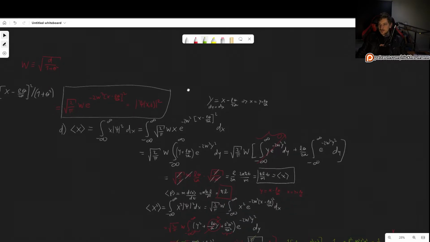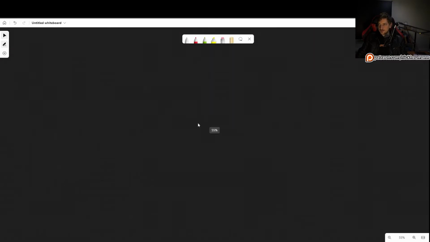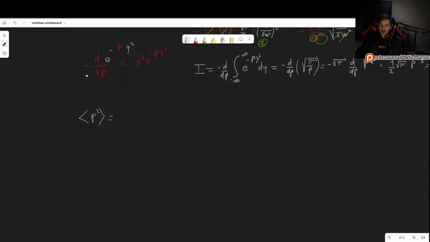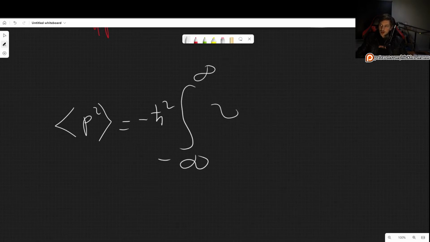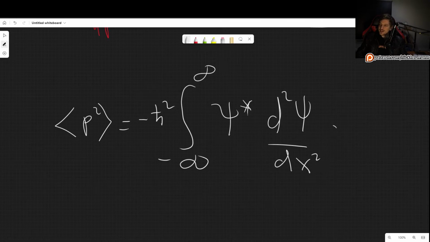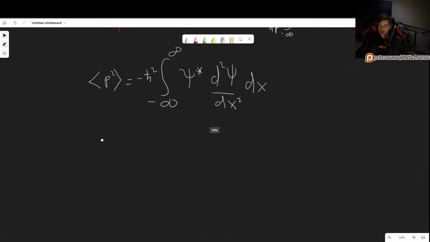So let's just go down here, I guess. This is minus h bar squared times the integral from minus infinity to infinity of psi conjugate times, and now comes the reason why this is not quite simple, because we have to take the second derivative of our wave function. Now, what was our wave function? I have it written down right here. So we need to calculate that second derivative.